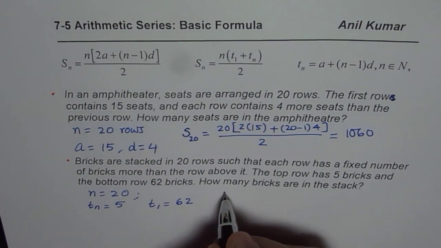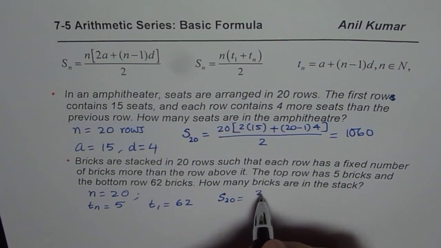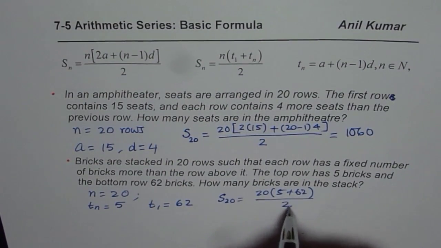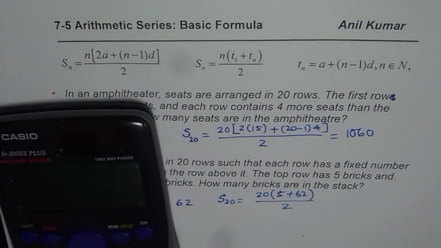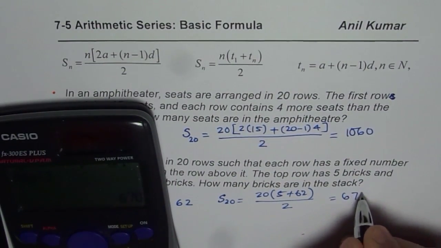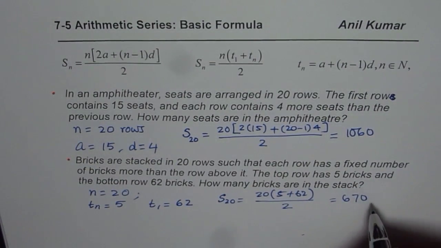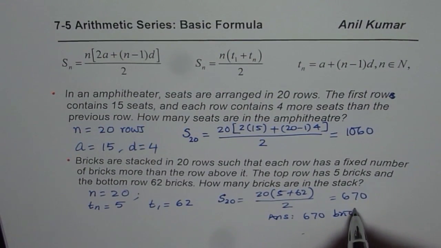So we say now the sum of 20 rows, bricks in 20 rows, will be 20 times (5 plus 62) divided by 2, right? So you could first divide 20 by 2 and then add 5 and 62. So we'll do 5 plus 62 within the brackets, right? Then times 20 divided by 2. 670. You understand? 670 bricks. How many bricks are in the stack? So we get our answer, which is 670 bricks, right?